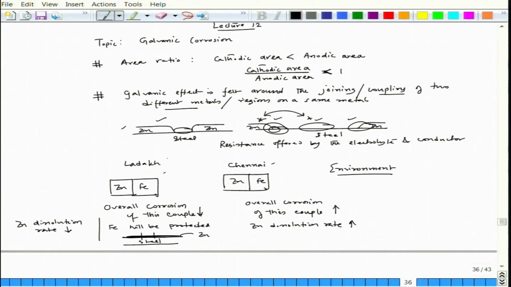Now, Ladakh being a dry area, it also does not have much salt. So, if it is a dry area, the H2O content would be less, and at the same time the NaCl content would also be less. But in the Chennai area, NaCl as well as H2O would both be high.